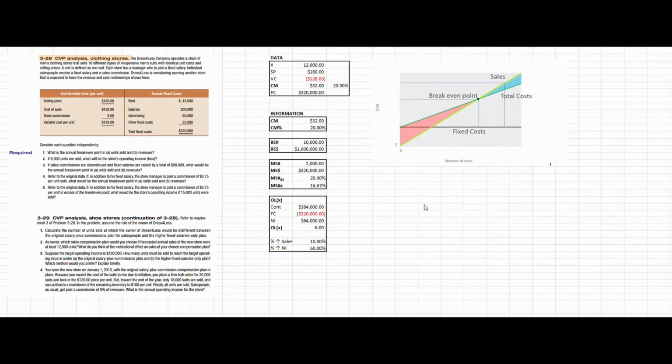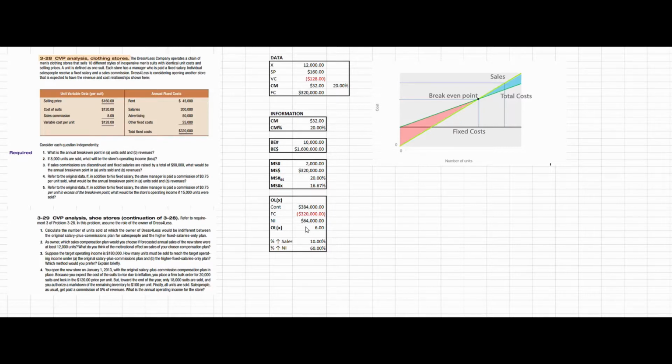The way that I calculate that is to divide my contribution at that level of output by my net income at that level of output. So here's a calculation of what my contribution would be at that level of output, subtract my fixed costs, that gives me my net income, and I see that I have an operating leverage factor of 6 at that level of output. Now, how do I interpret that?